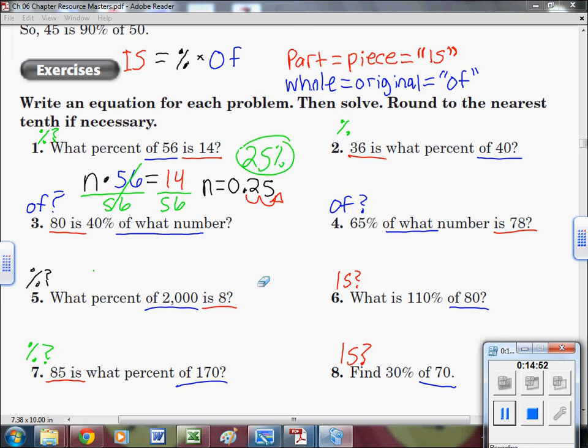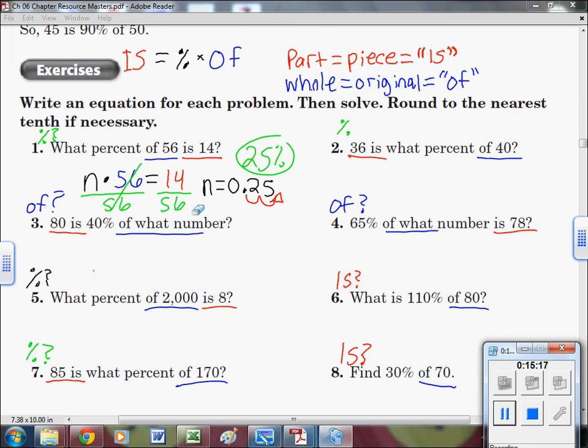And that makes sense. What percent of 56 is 14? 14 is less than half of 56. In fact, 14 is half of 28, so half of a half would be a quarter, or 25%. So that answer is reasonable. Just like you could have simplified 14 over 56 to 1 over 4, and that would equal 0.25.